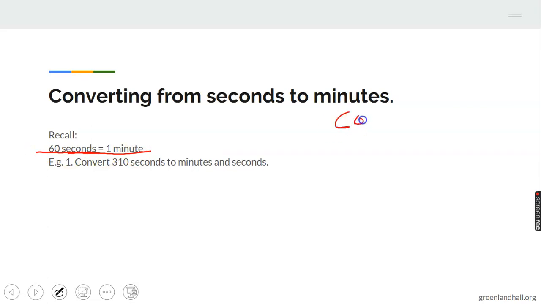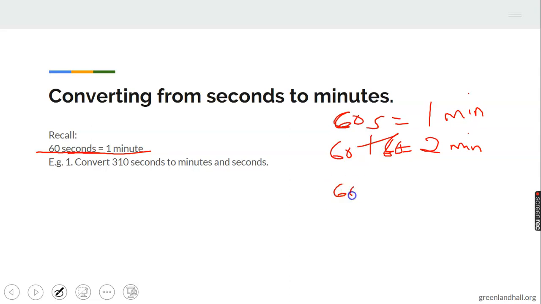Now, let me test you. If 60 seconds is equal to 1 minute, so tell me, 2 minutes will be what? If 1 minute is 60, 2 minutes will be what? That will be 60 plus 60. Is that taken? 3 minutes, that will be what? 60 plus 60 plus 60. But instead of adding 3 times, you can say 60 times 3, right? 60 in 3 places, that's 3 minutes.